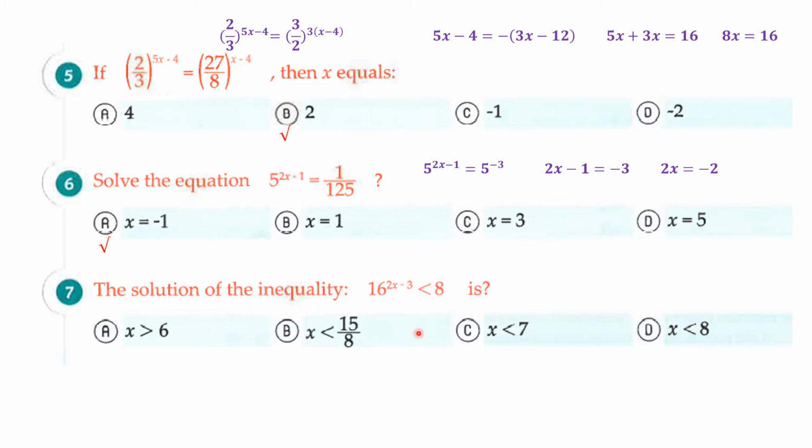The solution of the inequality 16 to the power of 2x minus 3 less than 8. Make the bases equal. This is 2 to the power of 4 multiplied by 2x minus 3, less than 8, which is 2 to the power of 3. So 8x minus 12 after distribution is less than 3. So 8x is less than 15, and so x is less than 15 over 8.